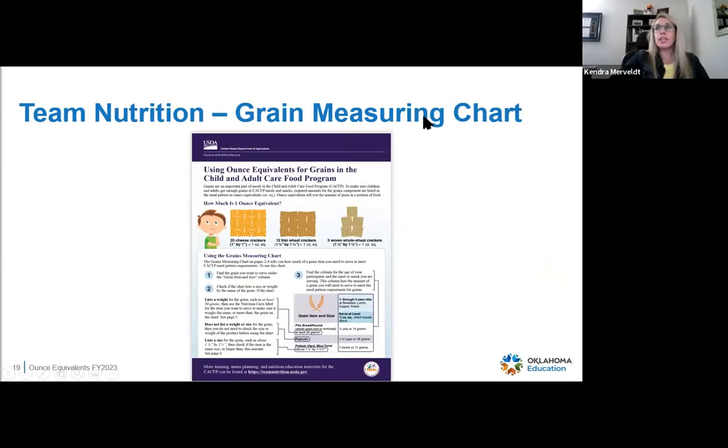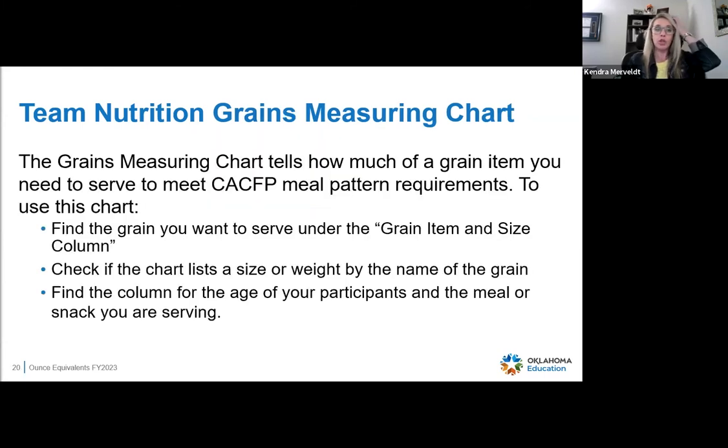Now let's talk about the Team Nutrition grain measuring chart. This is in the handout. We also have this in the meal pattern requirements section, so you can go there and pull this one yourself. The grains measuring chart tells you how much of a grain item you need to serve to meet CACFP meal patterns. And using this chart is very easy.